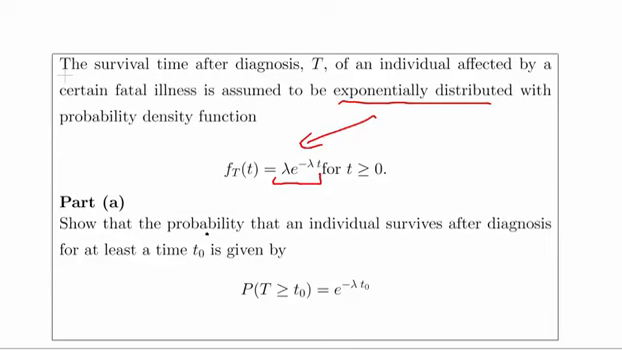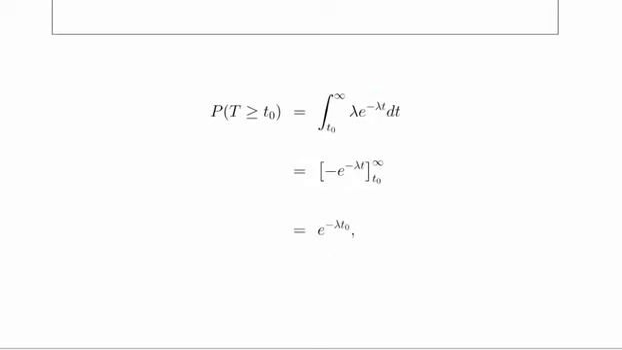Show that the probability that an individual survives after the diagnosis for at least a time T0 is given by P(T ≥ T0) = e^(-λT0). T0 is just some unspecified but definite quantity. Essentially this is straightforward if you're familiar with probability density functions and calculating cumulative distribution functions. So this is 1 minus the CDF, essentially.